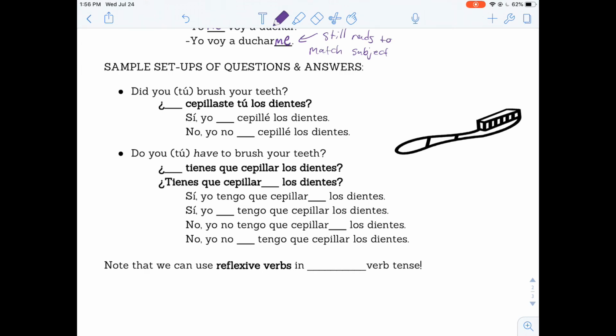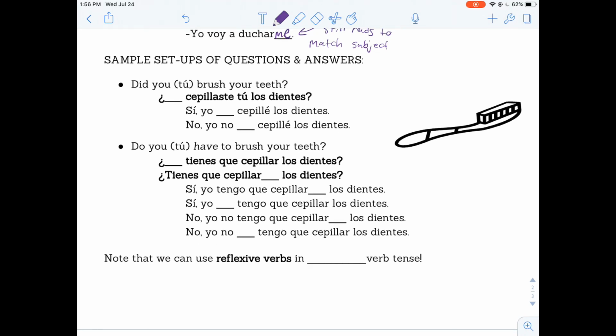If it's a second person subject, so you, you're going to respond with a first person subject, I or we. If it's a first person subject, I or we, you're going to respond with a second person subject, you or you all. If it's third person, he or she or they, you're going to respond with he, she, or they, because that one doesn't have to change. Did he brush his teeth? Yes, he brushed his teeth. It's the same. All right, let's look at our setup now.